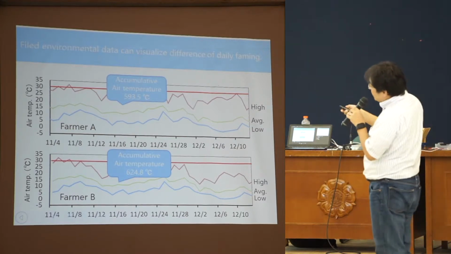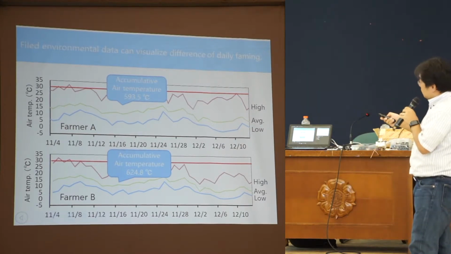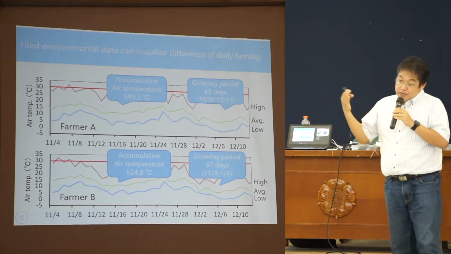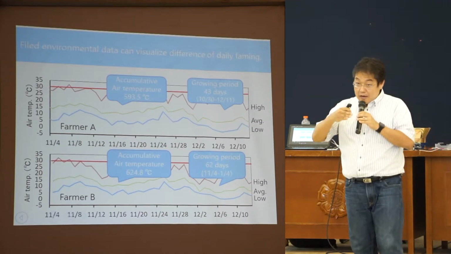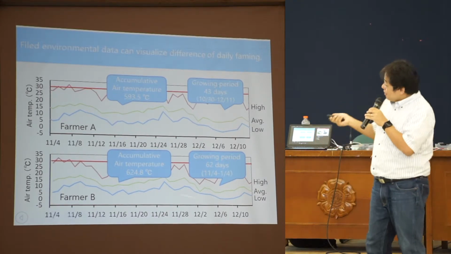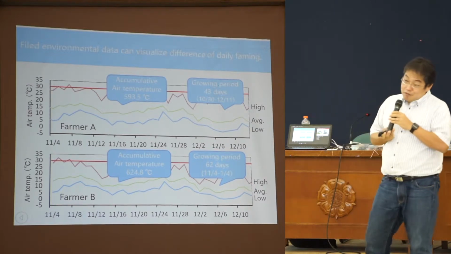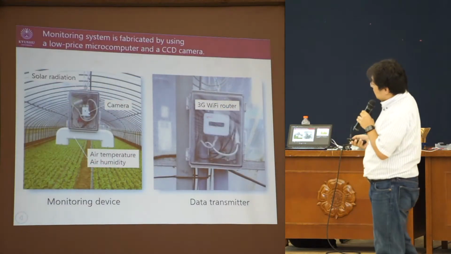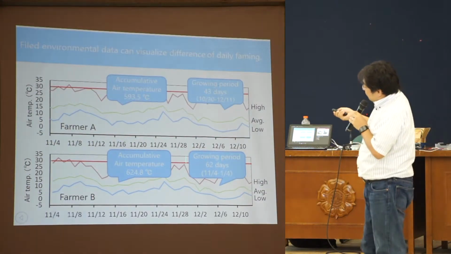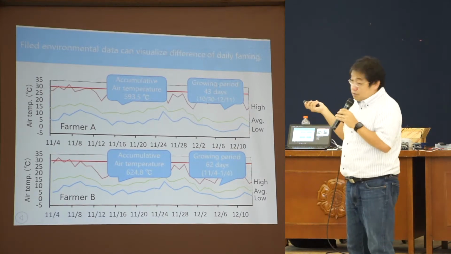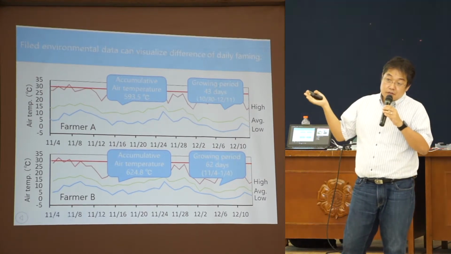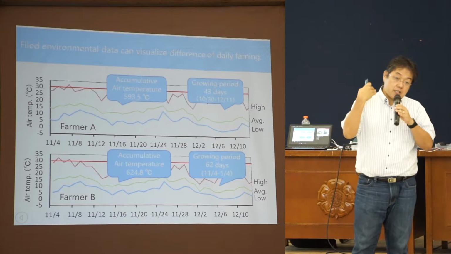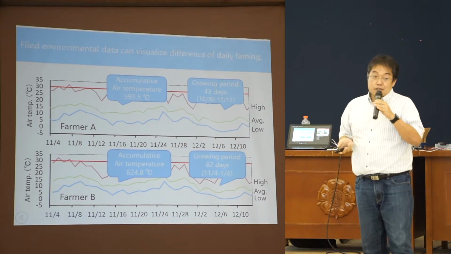Finally, for farmer A the cultivation period is around 43 days. Farmer B is 62 days. So quite different. But in this information, the plant information dropped. So we cannot easily explain which farmer is good.